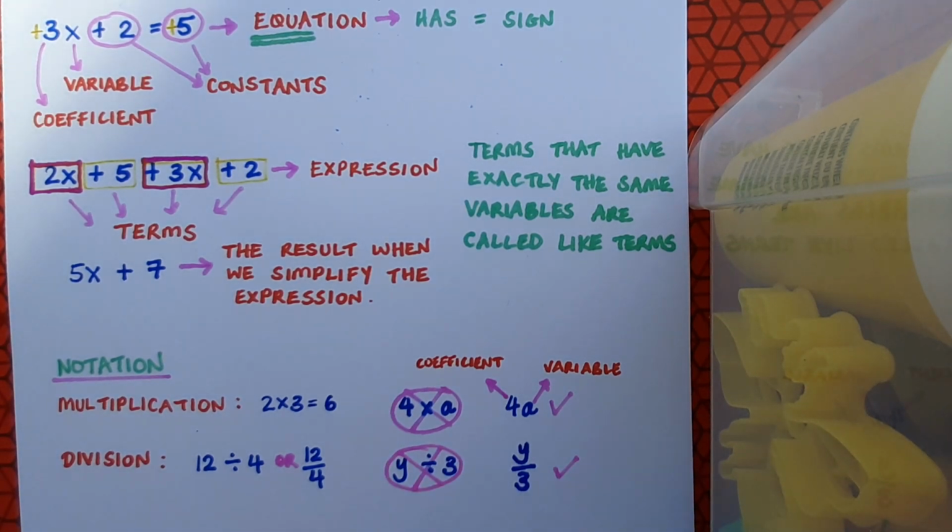Make sure to review the content of this video well. You need to know your vocabulary. You need to know what I mean straight away when I say coefficient, variable, constant, term, expression, equation, like terms. And also review your notation. Make sure that you know how to write multiplication in algebra and how to represent division also. And in the next few videos, we'll be looking at how to apply a little bit of this multiplication and adding and subtracting terms also.